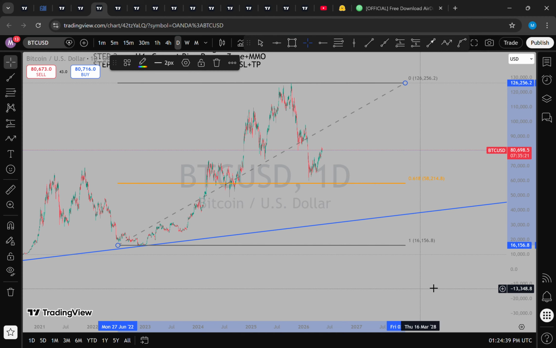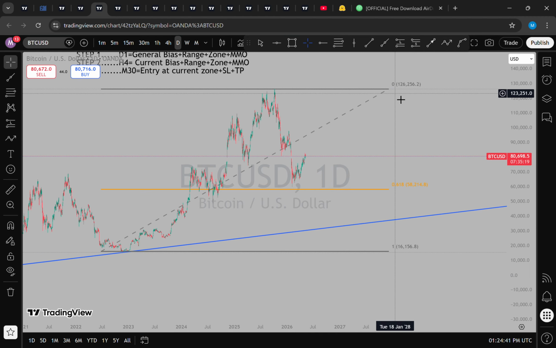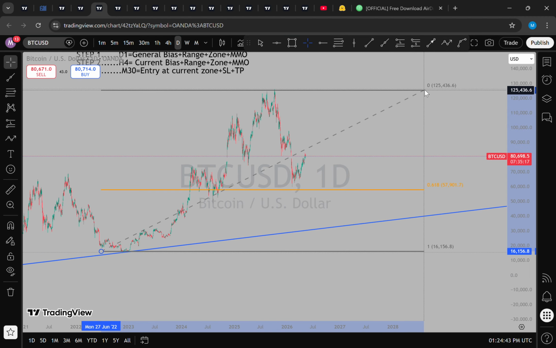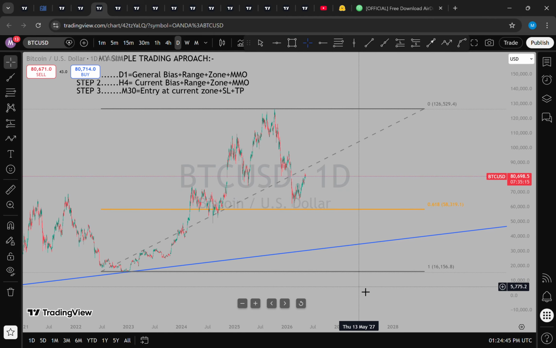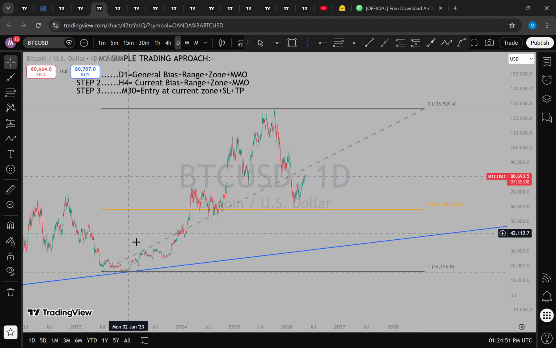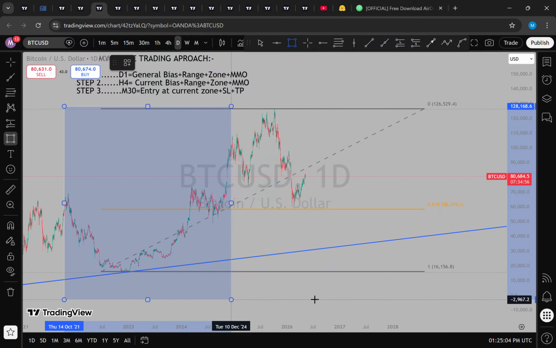So from there I get my daily range, which is the general bias. So from there the general bias is bullish. I already said that. So I get my general range here. Now my range is all of this.